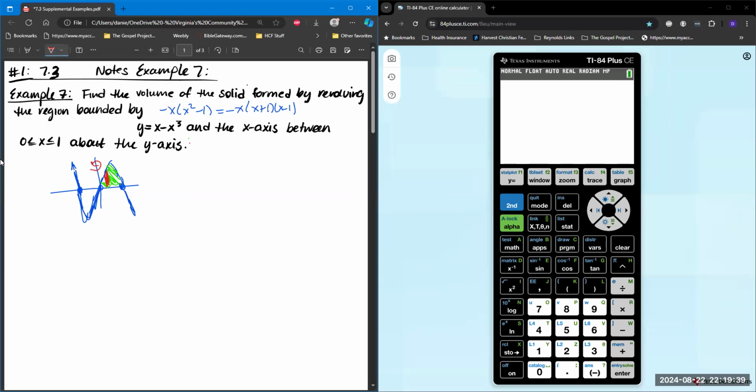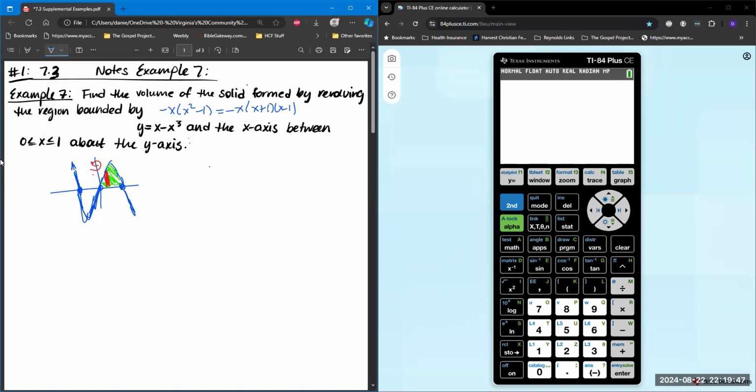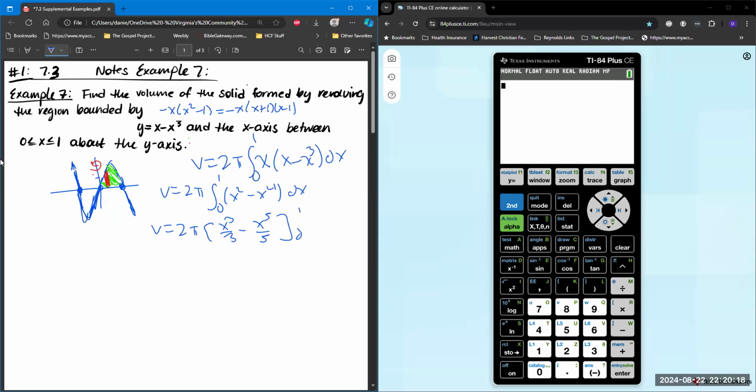My representative rectangle is going to be vertical. It's parallel to the axis of rotation. So we have V is equal to 2 pi integral 0 to 1. Distance to the rectangle there is x. Height of the rectangle is x minus x cubed dx. V is 2 pi integral 0 to 1 of x squared minus x to the 4th dx. V is 2 pi times x cubed over 3 minus x to the 5th over 5 from 0 to 1.